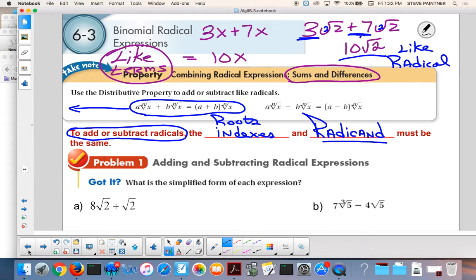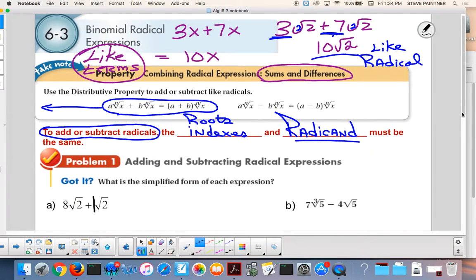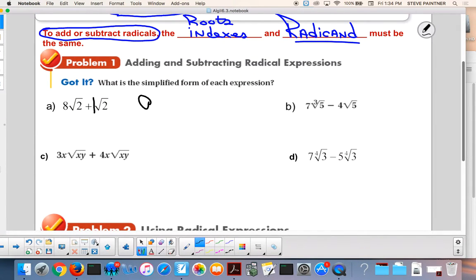So let's do it. What's 8 square root of 2 plus how many? 1 square root of 2. Okay, what's the answer? 9 square root of 2. B is already simplified. Oh, okay, you're already going ahead of me. All right, good with A? All right, jump to B.